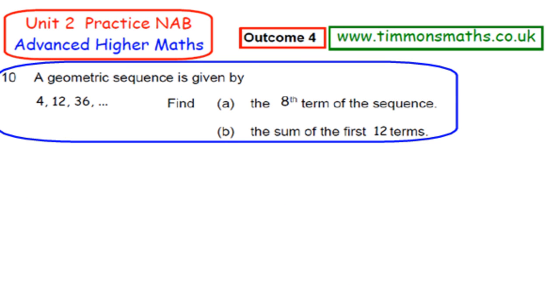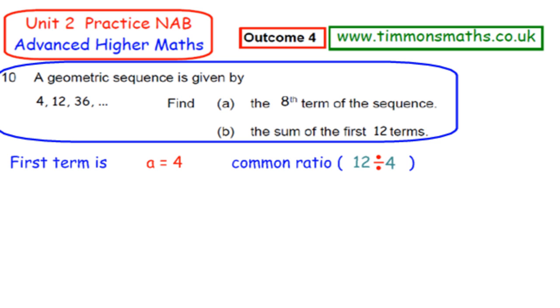This time we have a geometric sequence. First term a is 4. To work out the common ratio we can divide the second term by the first. So the common ratio would be 12 divided by 4, r is equal to 3.